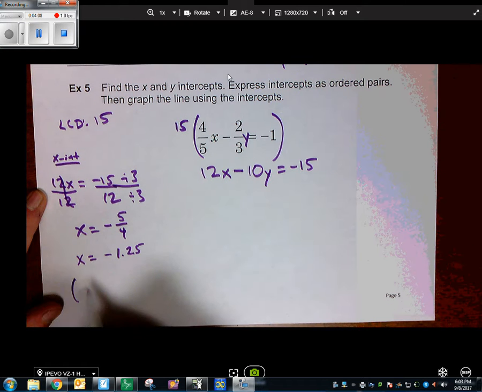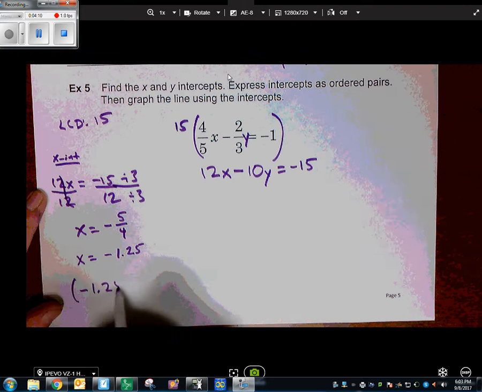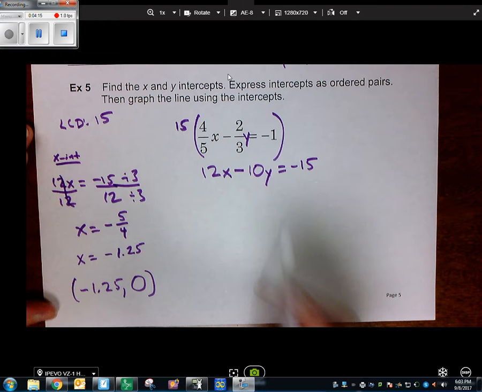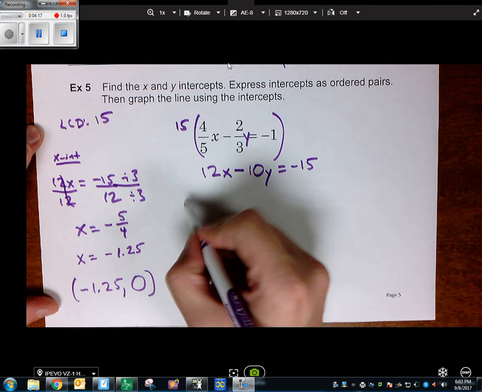And if we're doing the x-intercept, what's y? Always. Y is always 0, right? Y is always 0 when we're doing the x-intercept. Looks good. Now let's find our y-intercept.